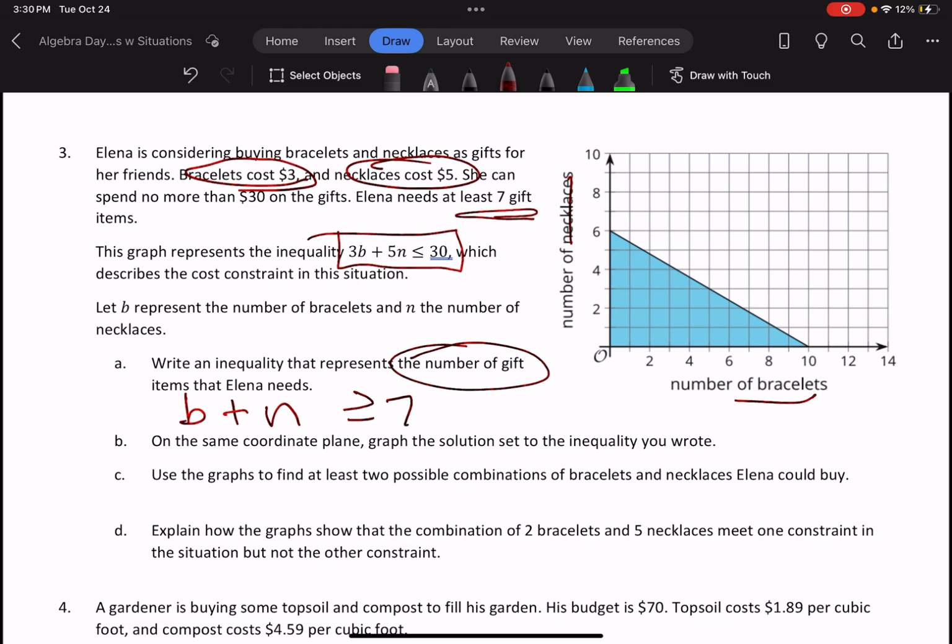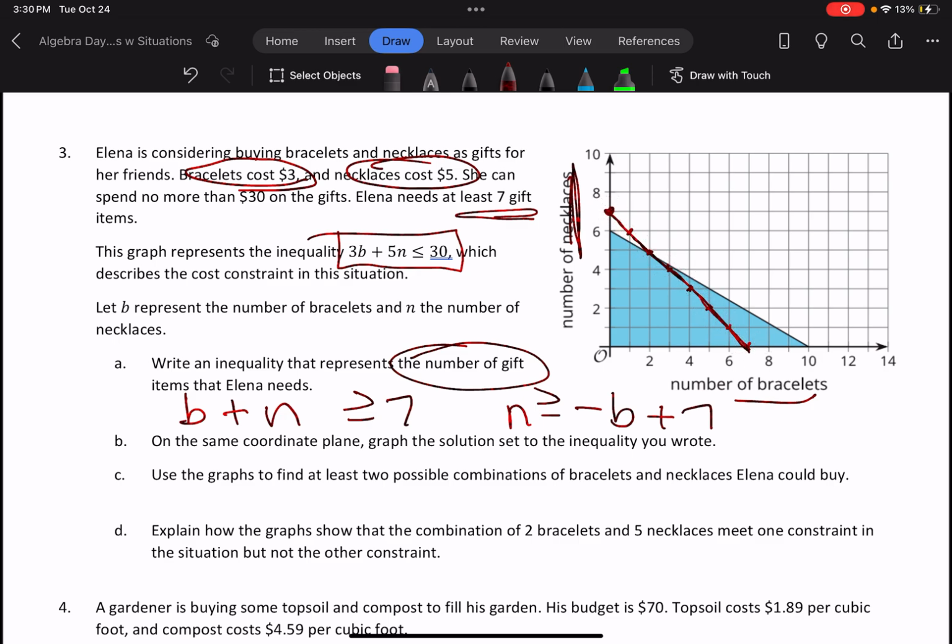So now we're going to go ahead and add this to the graph. Let's remember necklaces are the y value, so we want to solve for n. So n is greater than or equal to negative b plus 7. And so this means we have a y-intercept of 7, and our slope is negative 1, so down 1 over 1, down 1 over 1, all the way down. And it says at least, so that is including 7. It could be 7, or it could be more than that.